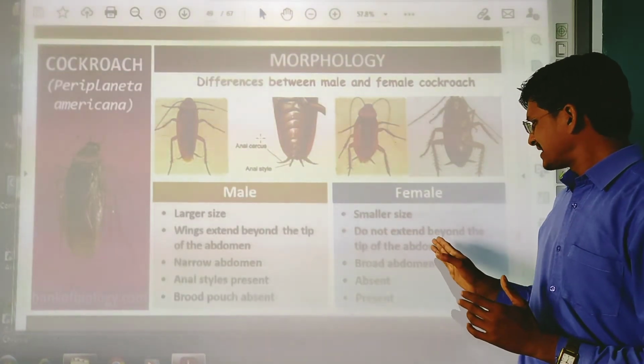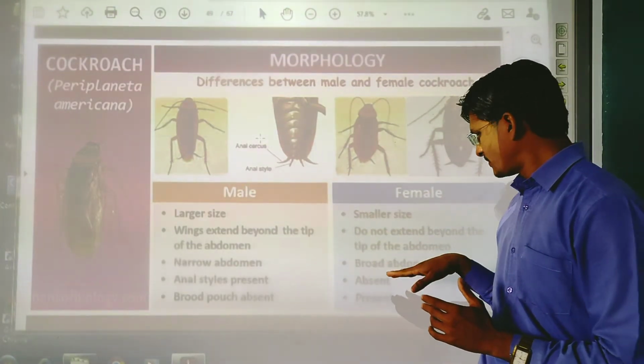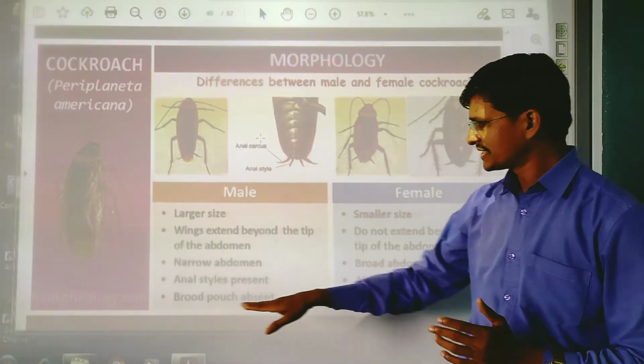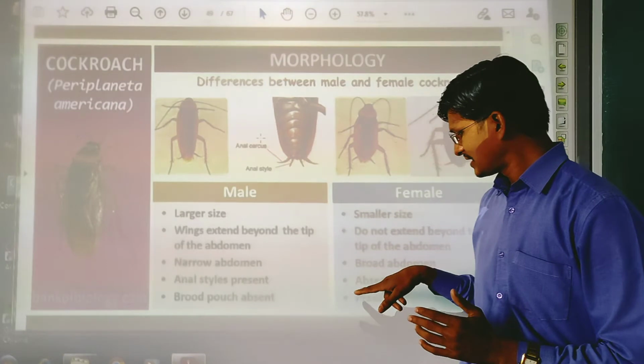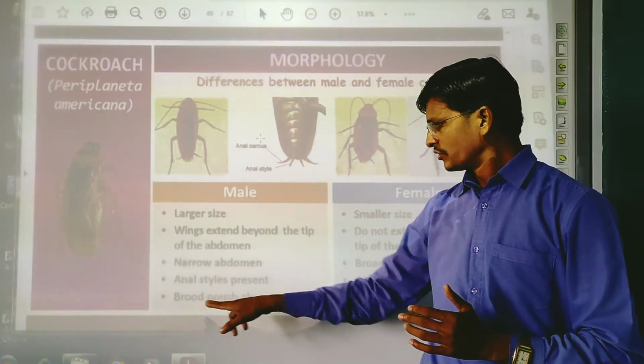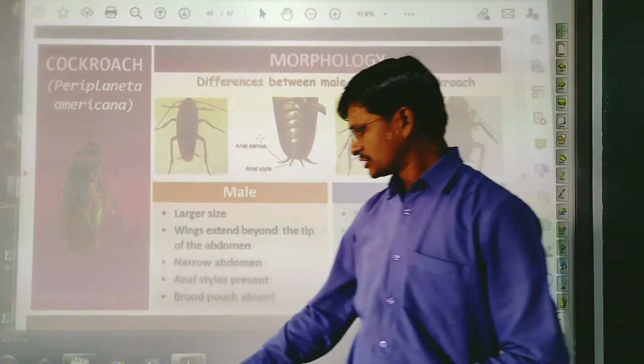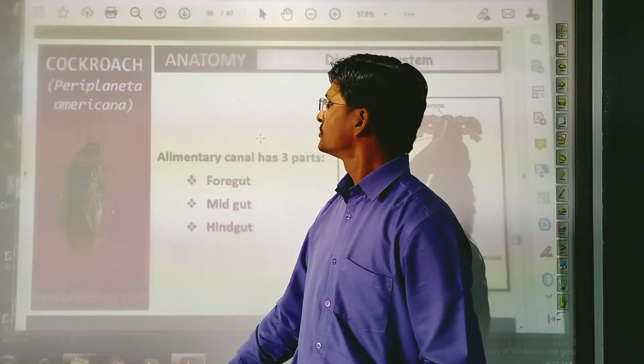Wings do not extend beyond the tip of the abdomen. Broad abdomen. Anal style absent. Brood pouch absent in the male, here it is present. So that is the difference between male and female cockroach.